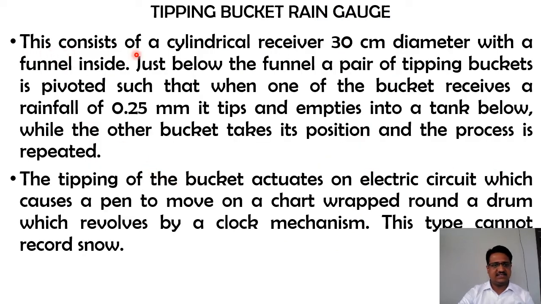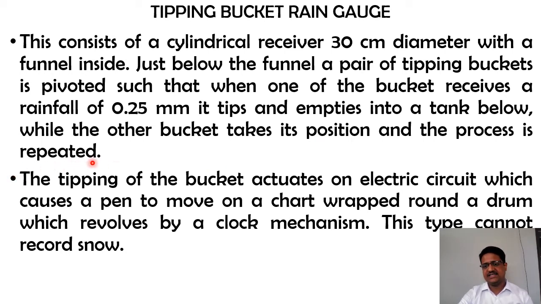This consists of a cylindrical receiver, 30 centimeter diameter, with a funnel inside. Just below the funnel, a pair of tipping buckets is pivoted such that when one of the buckets receives a rainfall of 0.25 mm, it tips and empties into the tank below, while the other bucket takes its position and the process is repeated.